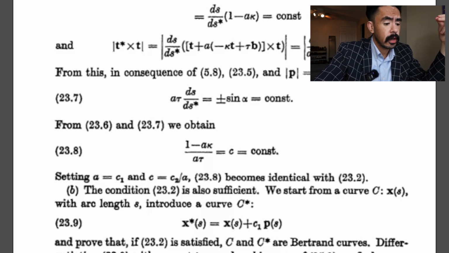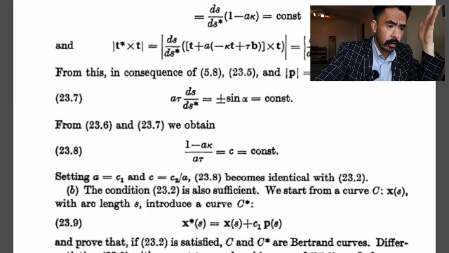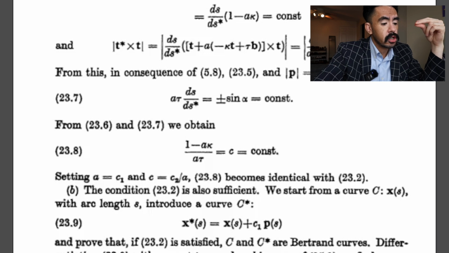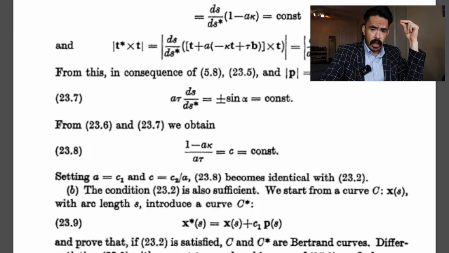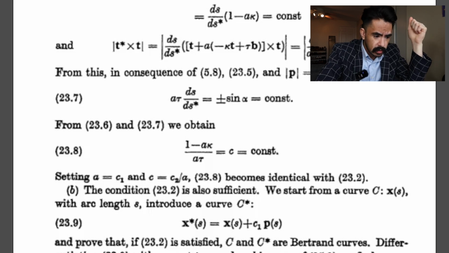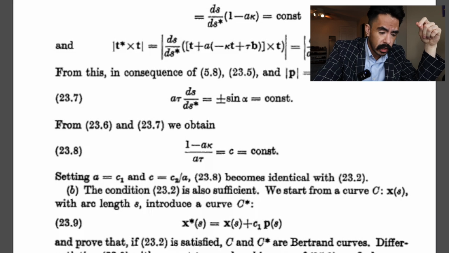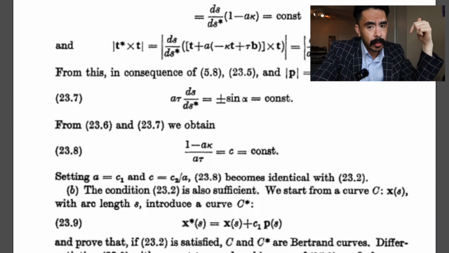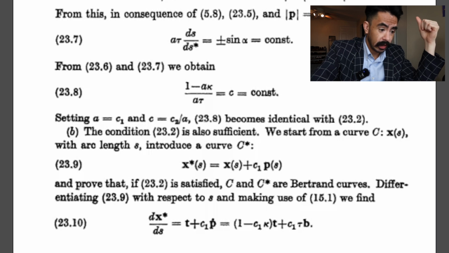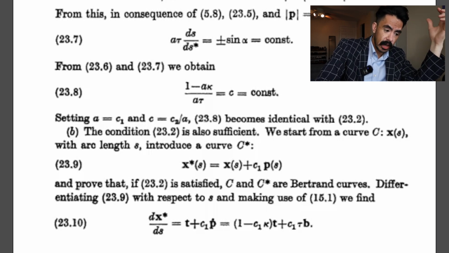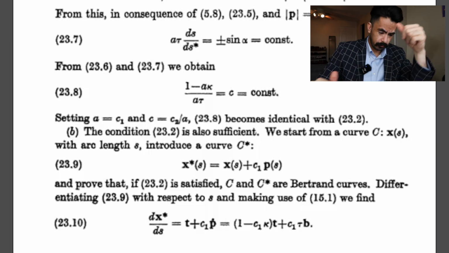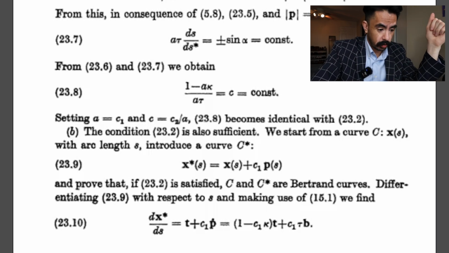We start from a curve, capital C proper, given by its vector parametric representation x of s with the arc length s, and introduce a curve C star, which is given by x star of s equals x of s, which is a vector, plus c1 times vector p of s. And prove that if the c1 times kappa plus c2 times tau equals 1 is satisfied, then that implies that c and c star are Bertrand curves.